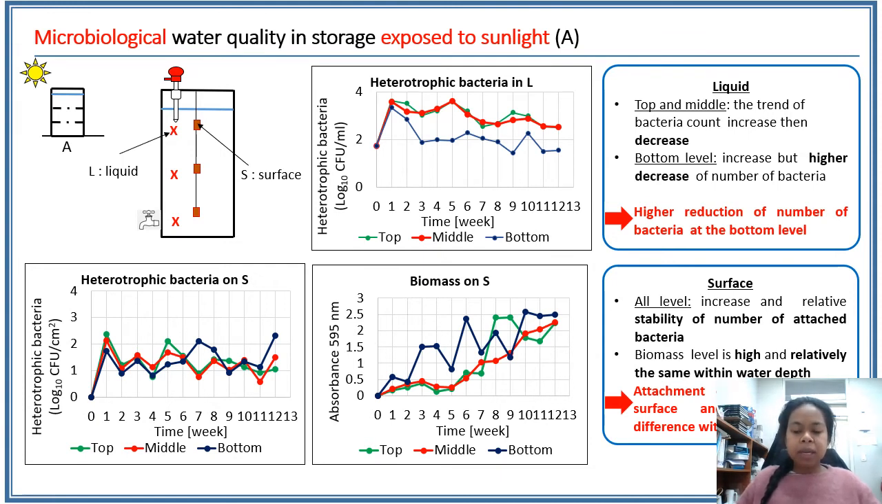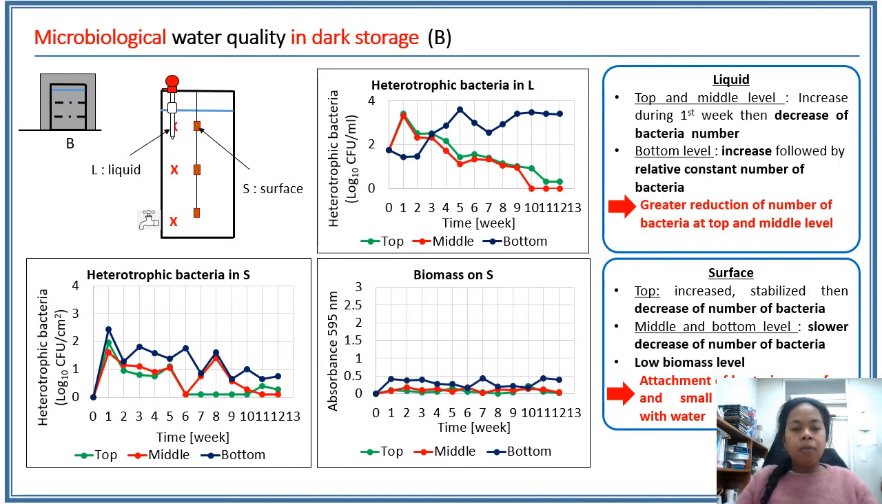Therefore, the attachment and the secretion of biomass is similar within the water depth. For the water stored in dark, on the liquid part, the top and middle level has an increase during the first week and then decrease over time. However, the bottom level has an increase followed by a relatively constant number of bacteria.